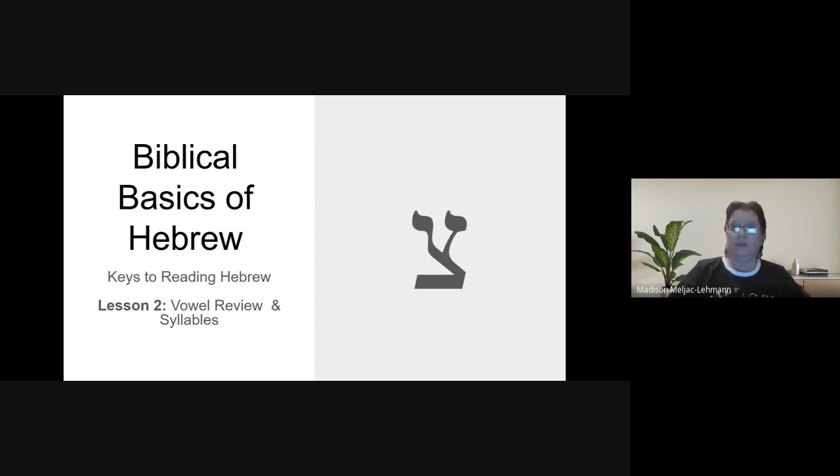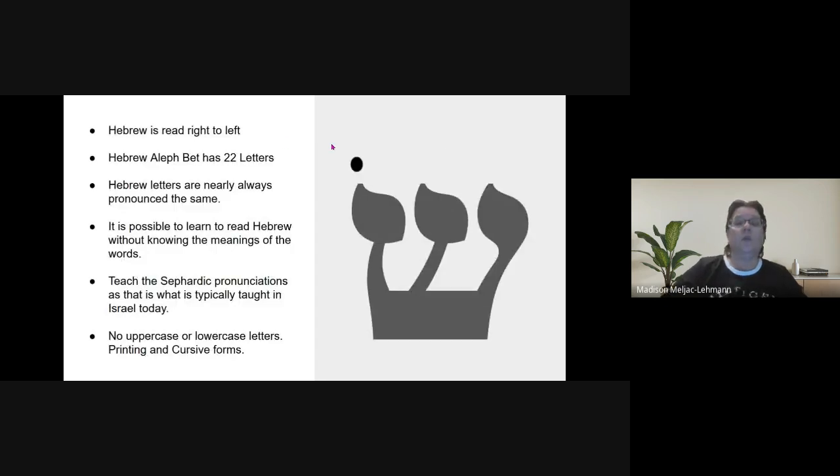Week 2. Okay, so again, just really quickly, Hebrew's read from right to left. The alphabet, the actual letters, have 22 of them. The Hebrew letters are nearly always pronounced the same. It's possible, I want to keep reminding people, to learn how to read Hebrew without knowing the meanings of the words. So that is how we typically teach Jewish children today.